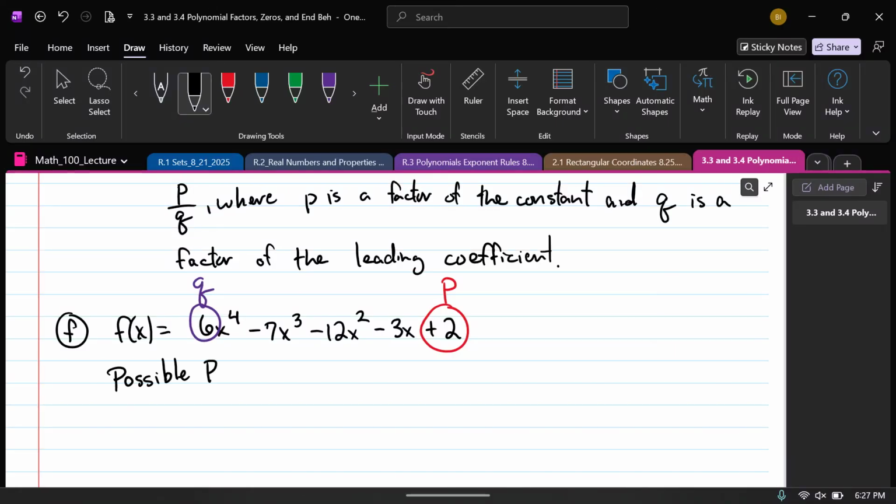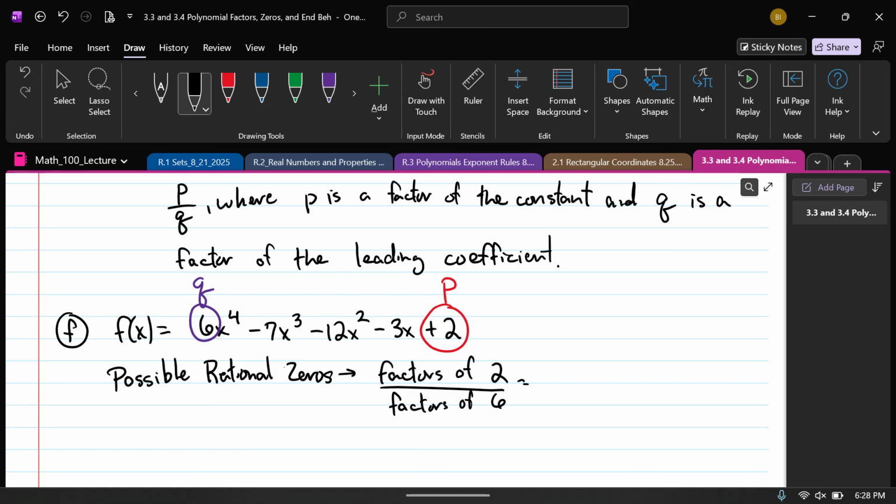So, possible rational zeros. If you Google this, you may see a website call it potential rational zeros. Potential, possible, same word. Okay? Possible rational zeros. We want the factors of 2 over the factors of 6.